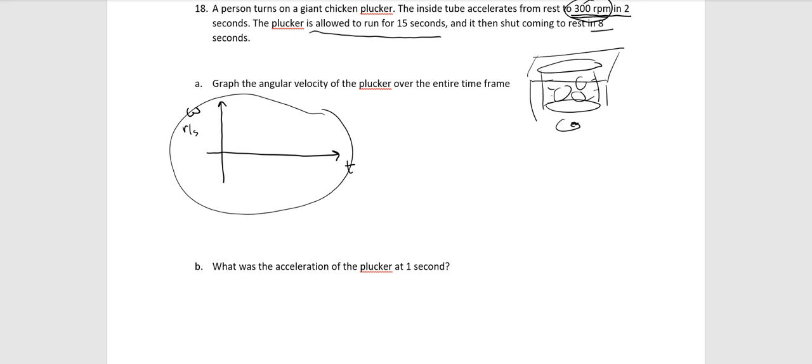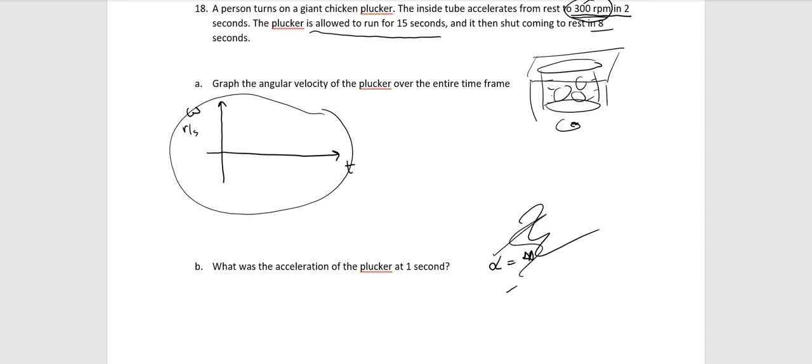Okay, so part B, the acceleration of the plucker at 1 second. This is referring to the angular acceleration. And your angular acceleration is changed, oops. For some reason my pen quit. It did some funny things there.